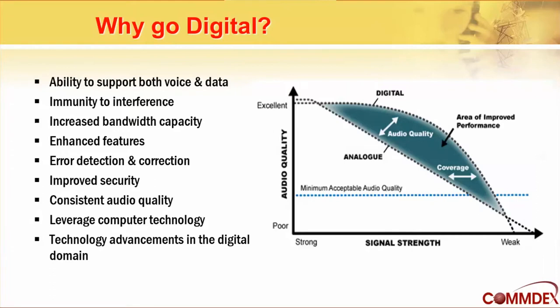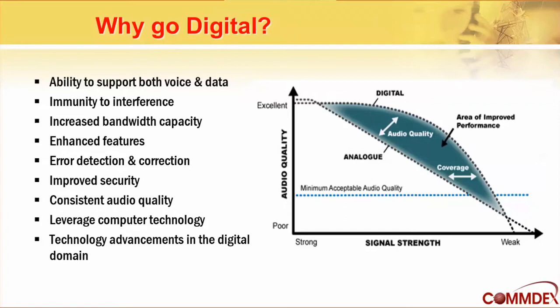We had the ability to encrypt in analog, but the problem is the encryption systems that were available in analog also reduced the coverage range. So because we're using a native digital technology, it makes no difference to the coverage whether we're encrypted or not. And one of the biggest things is the consistent audio quality, and we're going to demonstrate that in the graph.